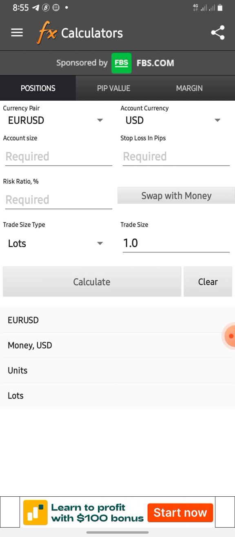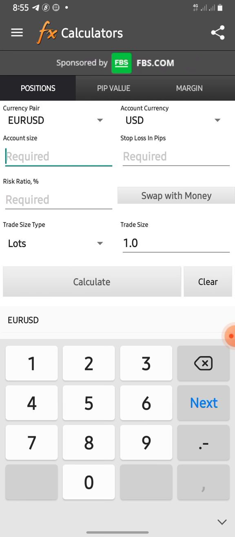So what is my account balance, right? Account size, you can see how they write it here. Account size means your equity, right? That's your capital, how much you have in your account. That's your account size. So let's say we have a $15,000 account, right?